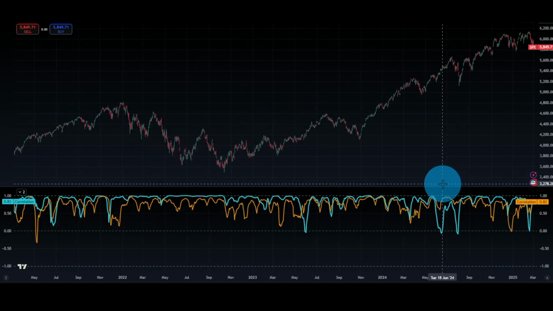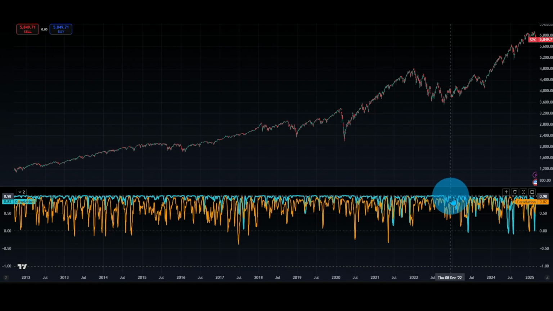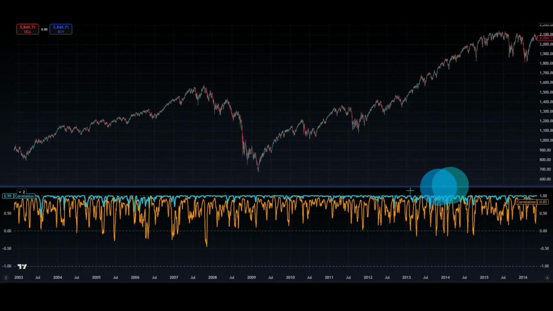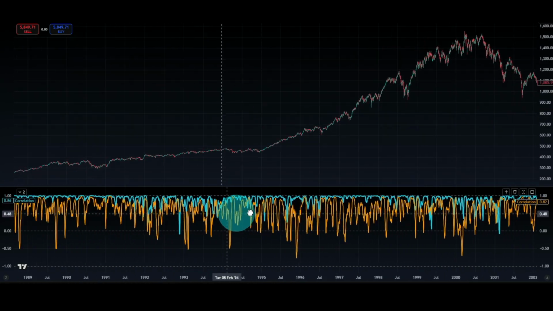If I zoom out, you can see that we're spending most of the time at the top, at 1. So that means that the S&P 500, the Dow Jones, and the Nasdaq are highly correlated. And I can actually go further in history. Look at this. The blue line never dips below 0.